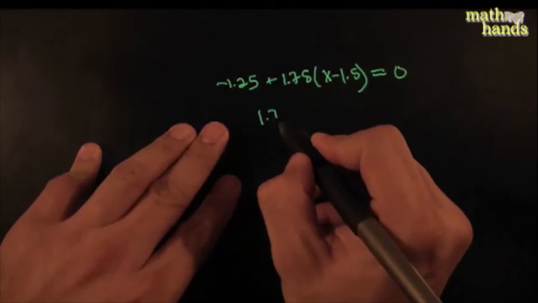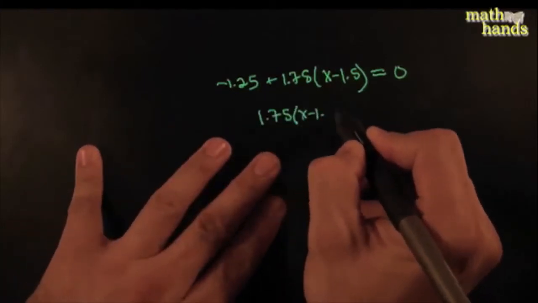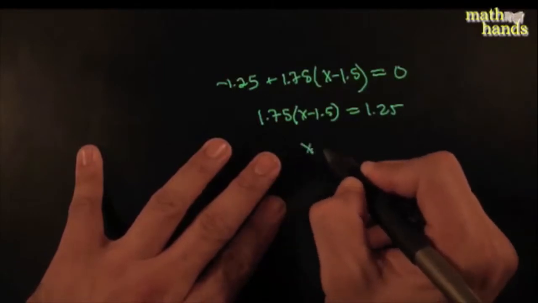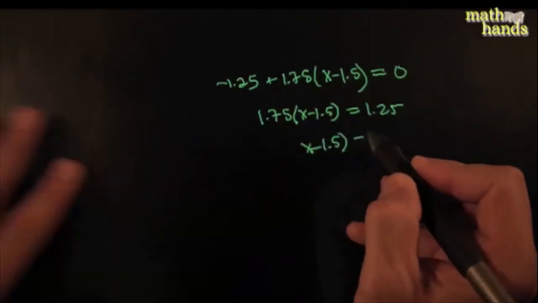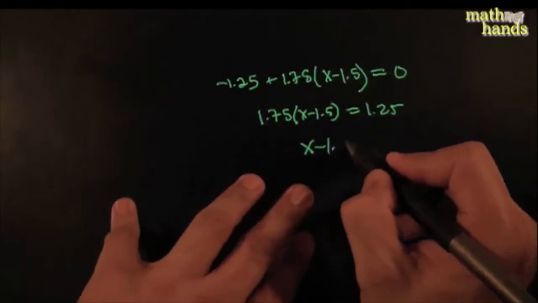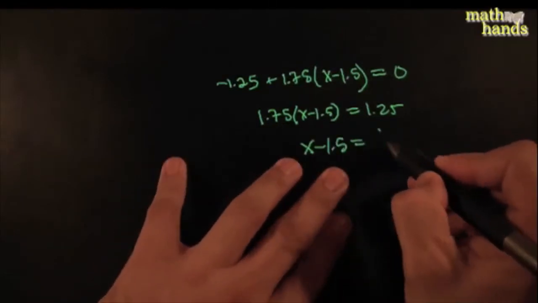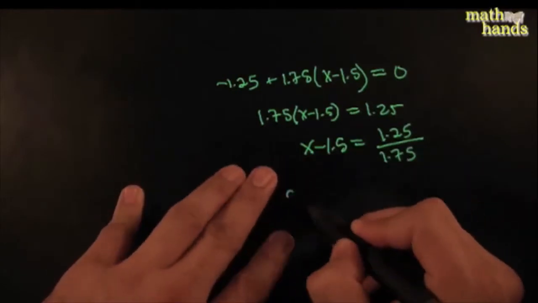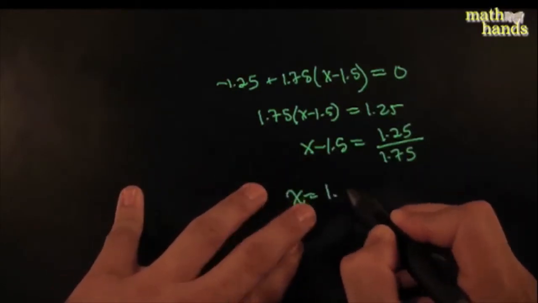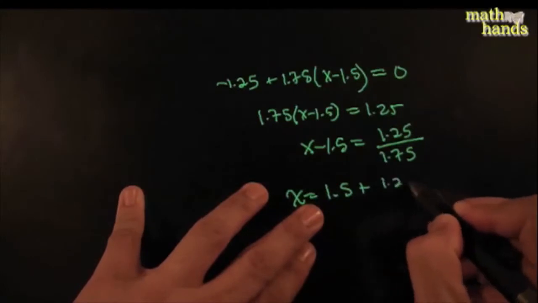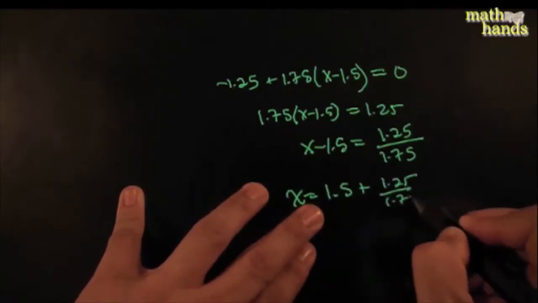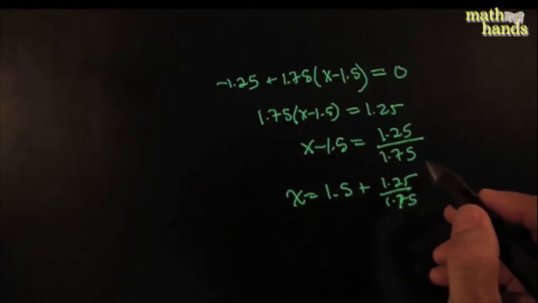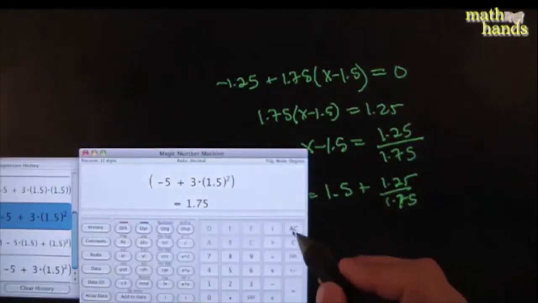That would mean that 1.75 times x minus 1.5 is equal to positive 1.25, which would mean that x minus 1.5 is equal to 1.25 divided by 1.75. That would mean that x is equal to 1.5 plus 1.25 over 1.75, right? And let's bring up our little machine here. Let's see if we can crank that one out.